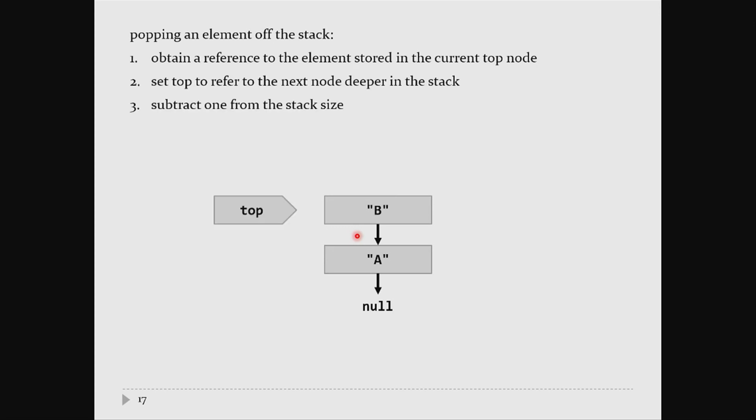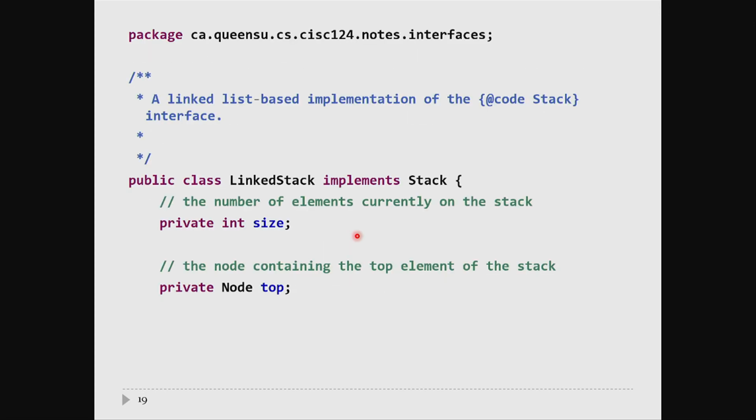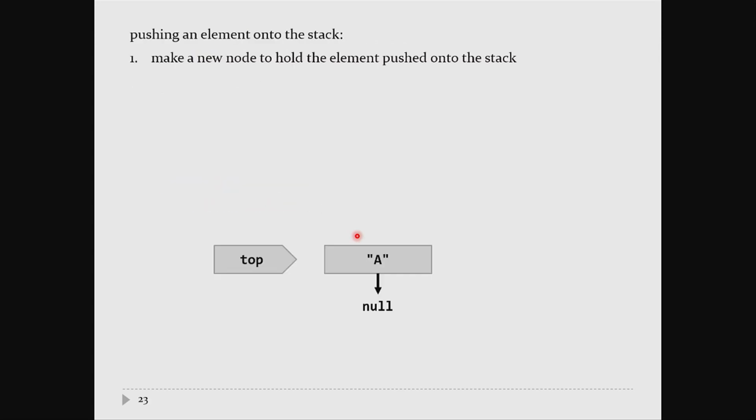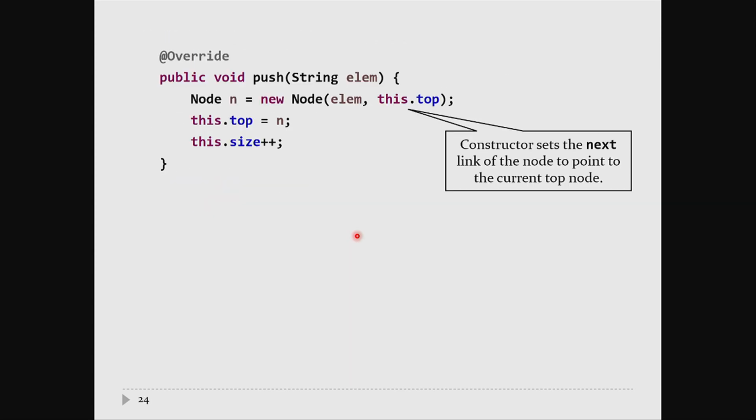I just want to quickly jump to the implementation. Okay, so here's push. When I push an element onto the stack, I make a node. I set its next link to point to the current top of the stack. And then I set the top of the stack to refer to n, because that's the node holding the element that we just pushed onto the stack. And then you increase the size of the stack by 1.